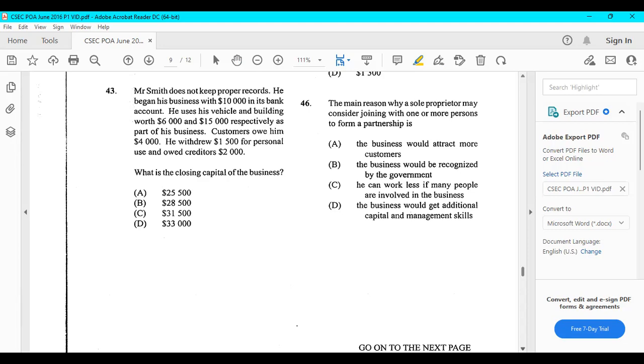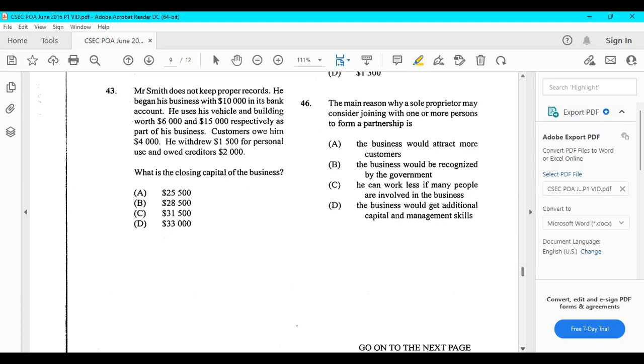As well as the customers who owe him, because that's debtors. Debtors are assets. They added 4,000. Total assets, 35,000. Subtract liabilities. He owed creditors $2,000. That's liabilities. We end up with $33,000. No, that's not the answer.